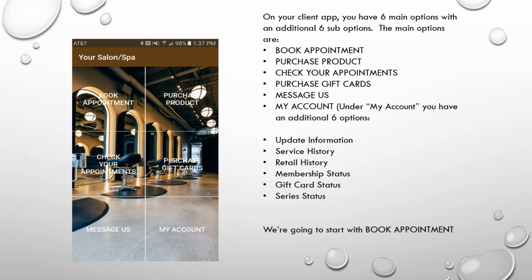Okay, so the first thing that I want you to notice is that on the client version of the app, you have 6 main buttons to choose from: book appointment, purchase products, check your appointments, purchase gift cards, message us, and then my account. Now, under my account, they have 6 additional options that they'll be able to choose, which is update information, service history, retail history, membership status, gift card status, and series status. So we're going to start the demo with booking an appointment, your client's imagery of booking an appointment.